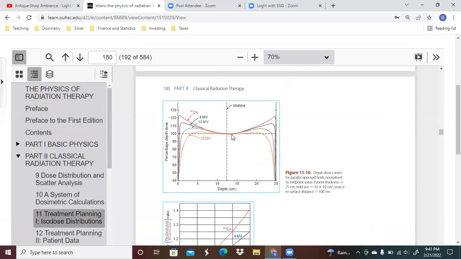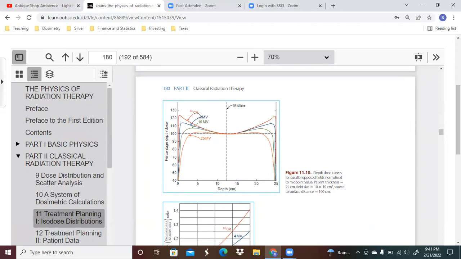So you can see depth of those curves here for parallel opposed fields normalized to the midpoint or midline. In other words, halfway through the patient, whatever that separation is of the patient, you cut it in half, there's your midline.